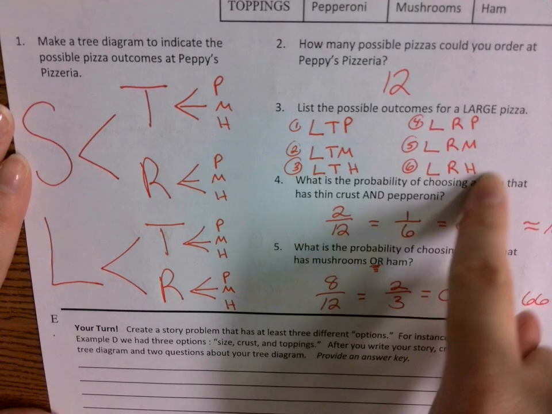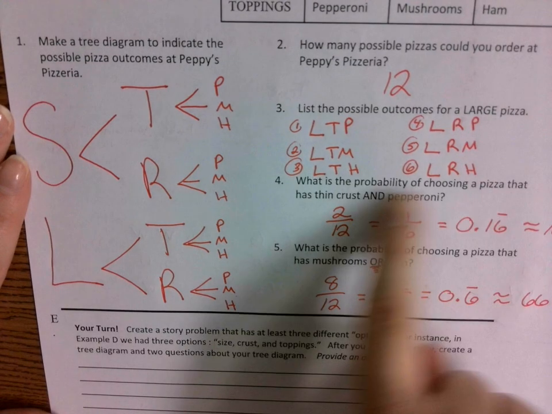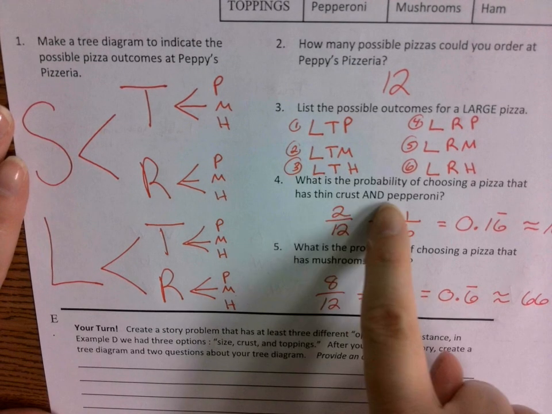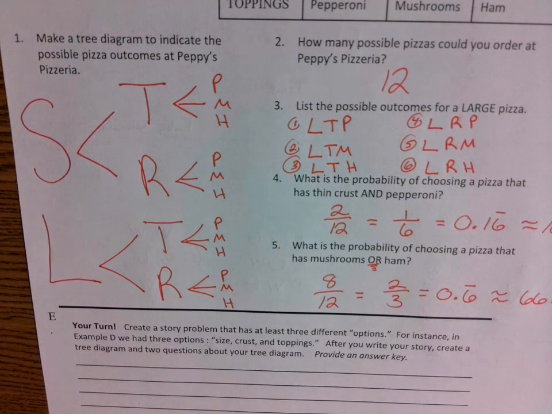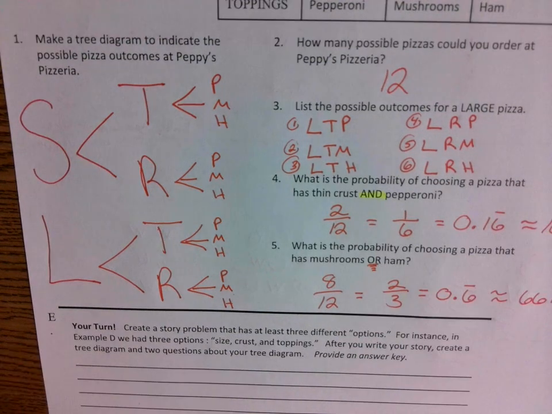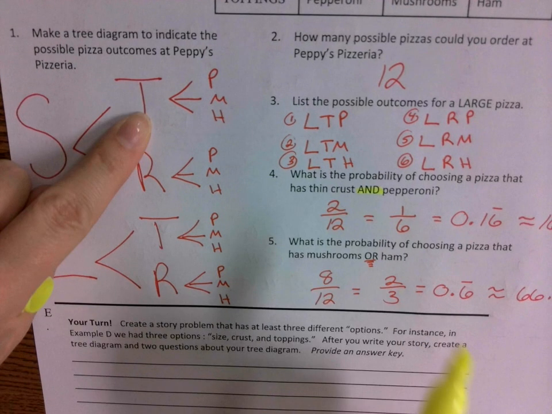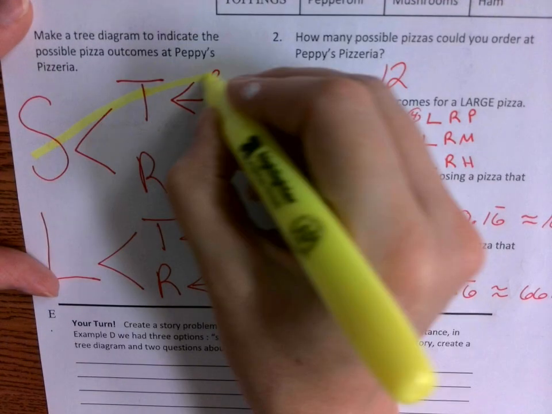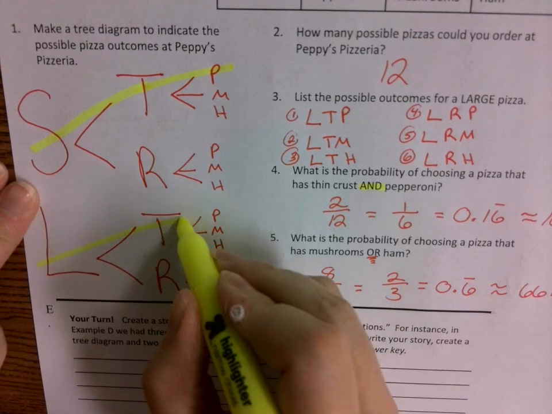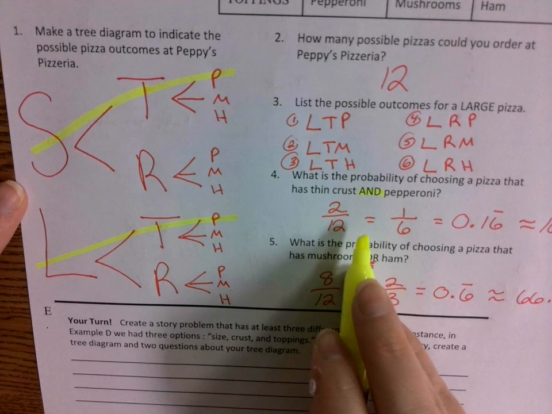Okay, they want the probability of choosing a pizza that has thin crust and pepperoni. So it has to have both. The key word "and" means that it must have both. Both must happen at the exact same time. So if we want thin crust and pepperoni, we could do a small thin crust with pepperoni, or we could do a large thin crust with pepperoni. That's 2 outcomes out of the 12, which simplifies to 1/6, or about 16.7%.